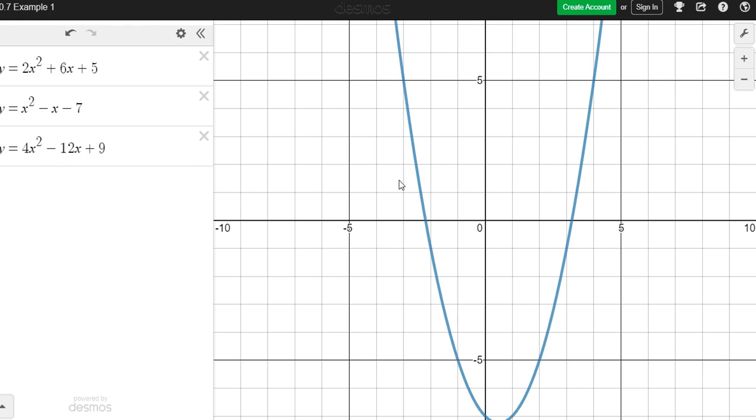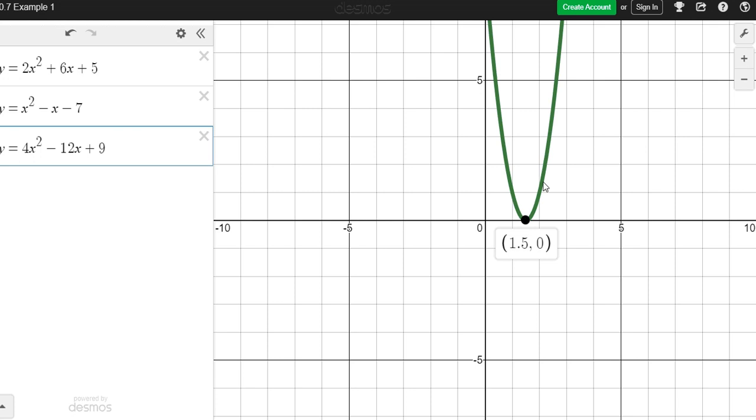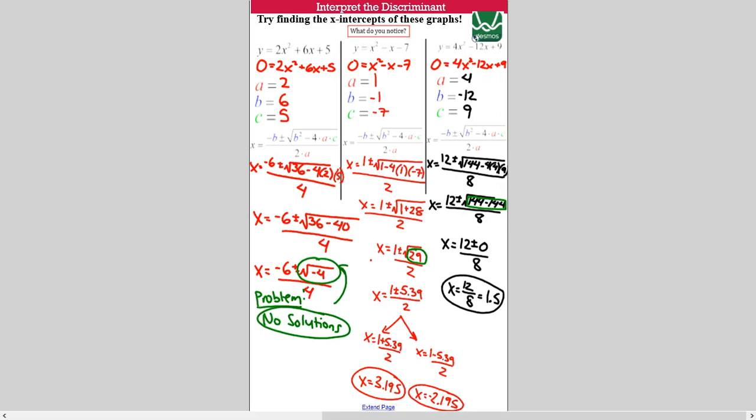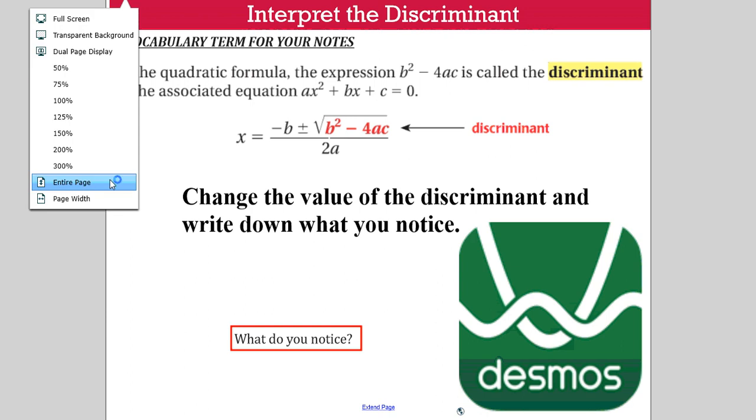This one had 2 x-intercepts because I could take the square root of a positive number. The value underneath the square root was positive, and this last one only has 1 x-intercept. It just bounces right off the x-axis, and the reason why is because its value underneath the square root was 0. And you can take the square root of 0, but it's only going to be 1 number because you can't have negative 0.